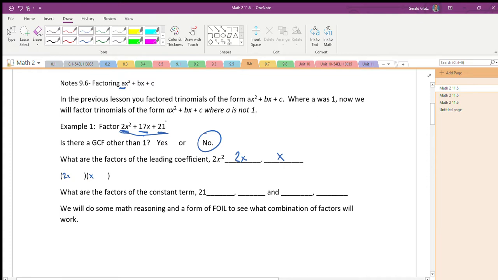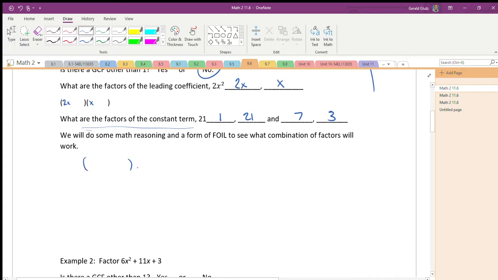And then I take a look at the c value. So what two numbers multiply to equal 21? So that's what this is asking right here. What are the factors of 21? So it's either 1 times 21 or it's 7 times 3. So we were doing that yesterday with a little factor tree like this. So 1 times 21 and then 3 times 7.